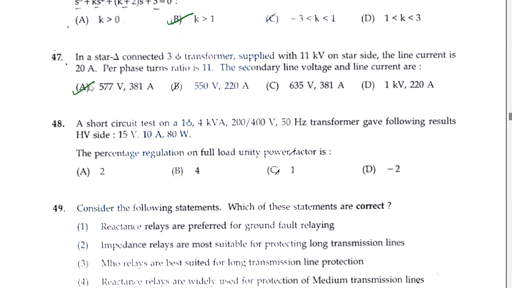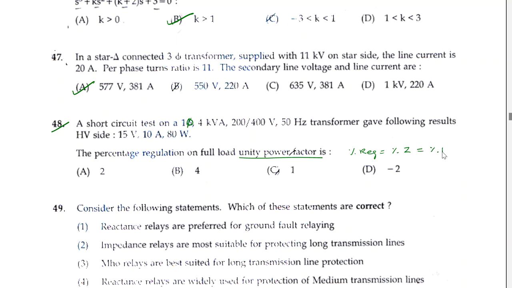Next question, question 48. A short circuit test on a single phase 4 kVA 200 by 400 volts 50 Hz transformer gave the following results on the HV side. The short circuit voltage is 15 volts, short circuit current is 10 amperes, short circuit power is 80 watts. The percentage regulation on full load unity power factor. For full load unity power factor, the percentage regulation is nothing but the percentage impedance here.